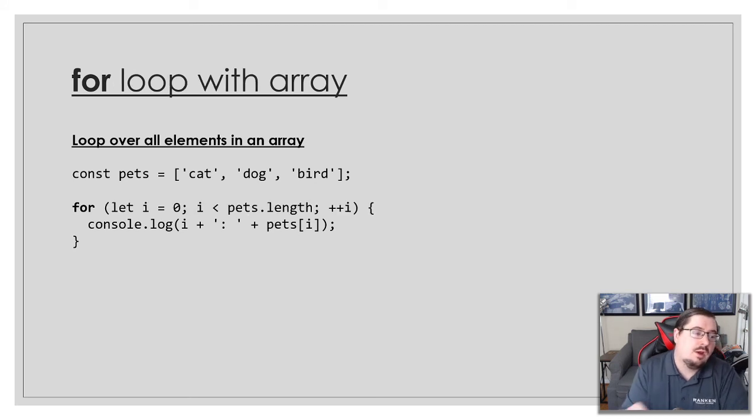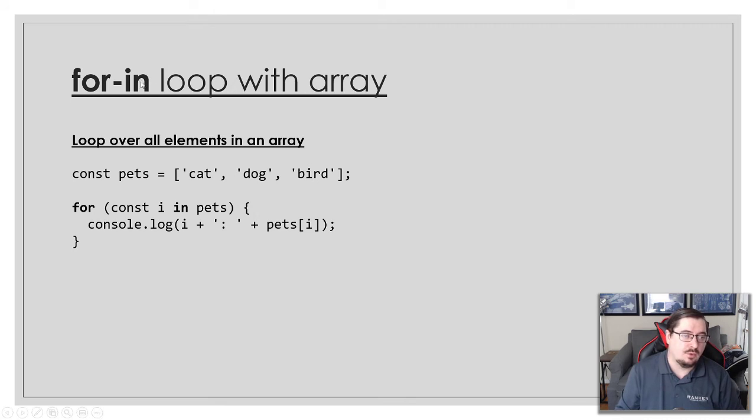Another way that I can write a loop over an array is to use the for in structure. The for in structure looks like this. It still starts with the for keyword, but what you put in the parentheses changes. The first thing I put in the parentheses is a variable declaration. I'm going to say const i. Here i is going to be that index or that key into the array. So as we loop through this, i is going to be 0, 1, and 2.